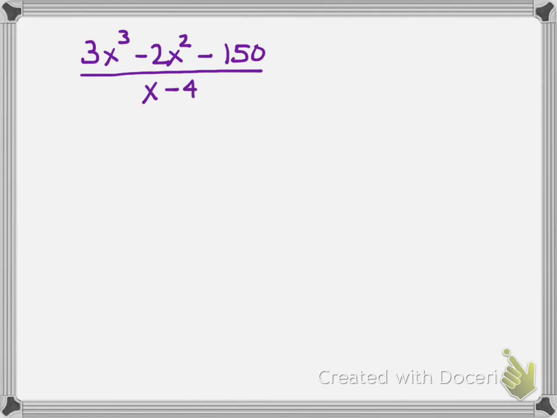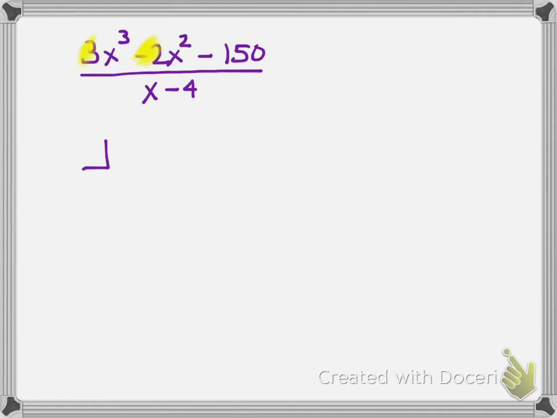So the first example that we're going to do to practice some more of this synthetic division is 3x cubed minus 2x squared minus 150, and this is all being divided by x minus 4. So for us to set up our synthetic division, we need that box in the corner. We will talk about what 0 to put in there, but what we want to do is look at these leading coefficients. My leading coefficient would be 3, negative 2.